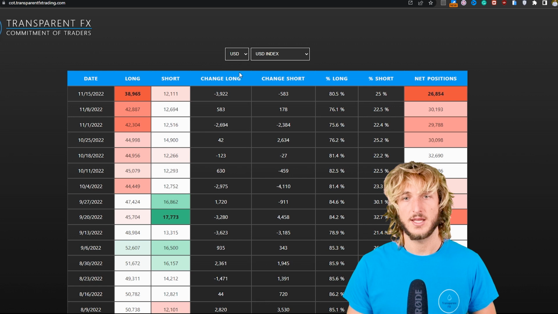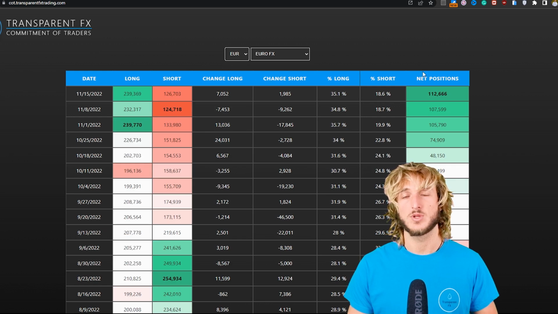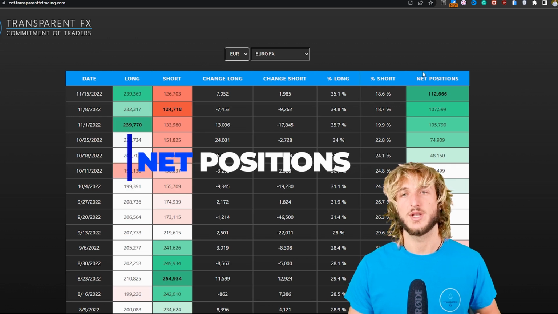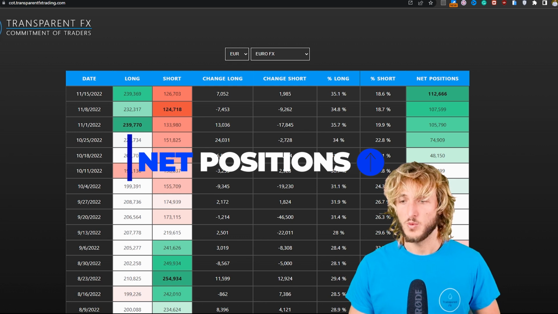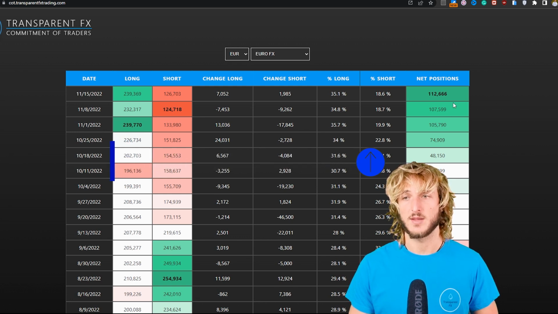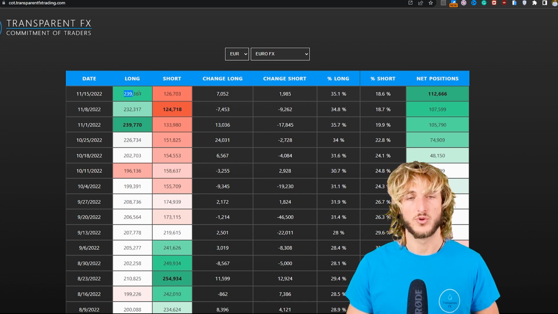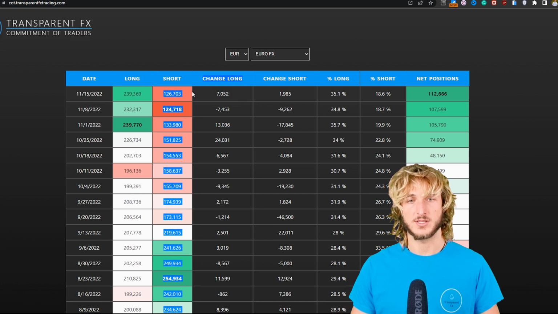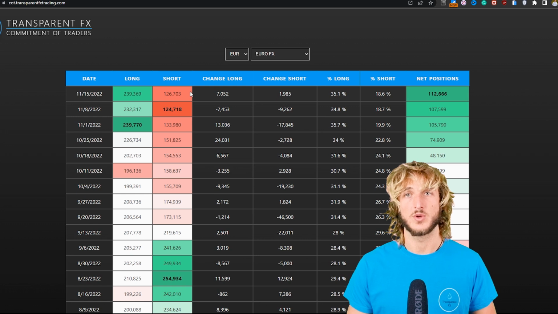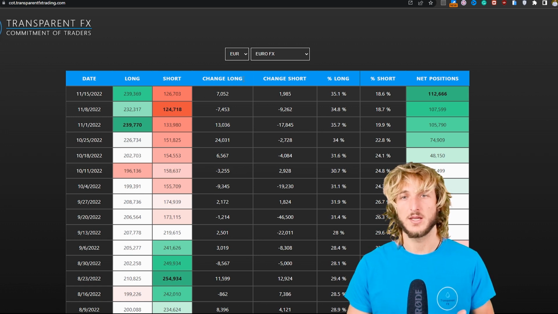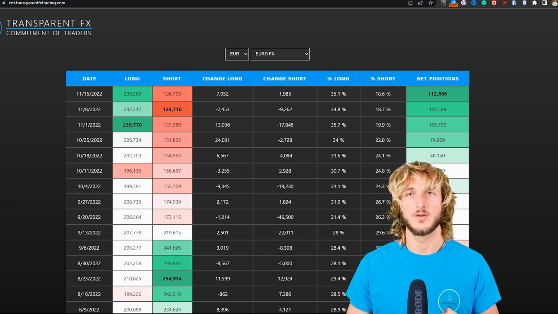Now, if we check the data for the euro, what we can see is that with the last reports, net positions have been increased massively. We went from having minus 47k net positions all the way up to now having plus 112k net positions, with 7k longs added with the last report, reaching 239k longs compared to only 126k shorts, which is making EURUSD quite bullish.